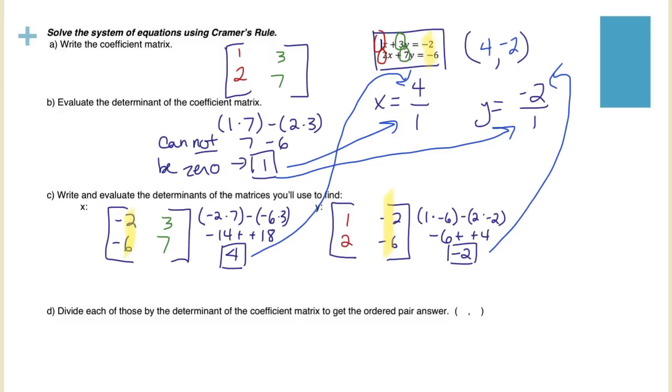You will get some fraction answers. Don't think just because you got a fraction you did it wrong. You're still going to check your answers. I'm just going to do it verbally. 1 times x would be 1 times 4.